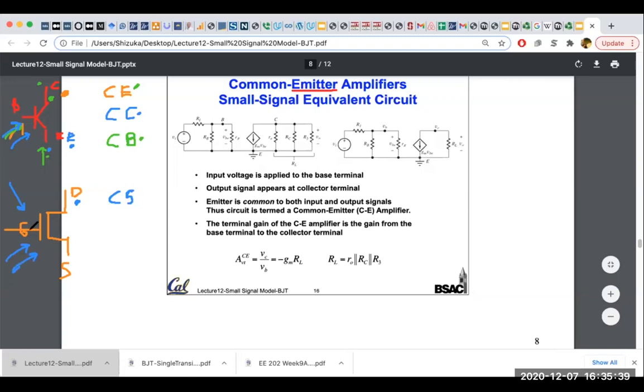You apply a signal at the gate, and now let's say you get the signal at the source. What's left? Drain. So now let's say you apply a signal and you get the output at the drain. What is left? Gate, common gate. So common source, common drain, common gate. Three important one-stage, one-transistor amplifiers for the CMOS. For the BJT, common emitter, common collector, common base.